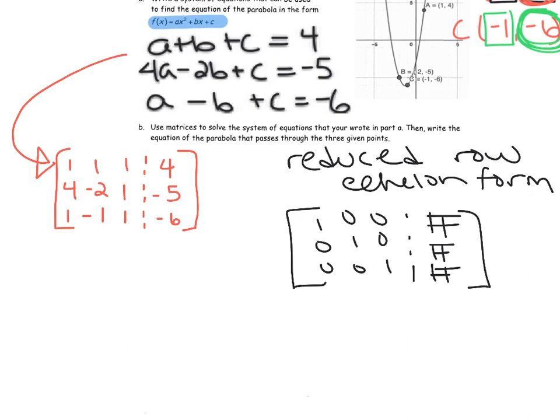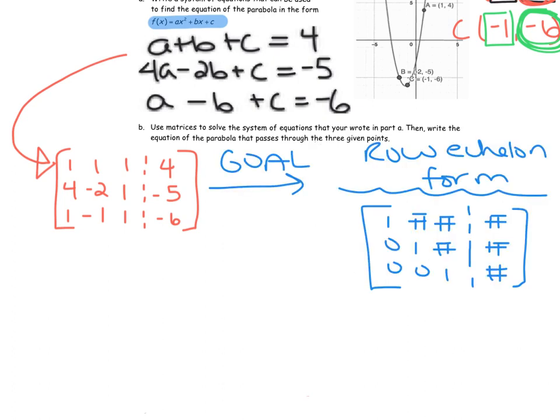So while you could do this, to save ourselves some time, we're not going to do reduced row echelon form. We're actually going to get this into just row echelon form. So let me draw out for you what that is. Okay, so this is actually the form we're going to want to get this in. Like I said, it's going to save us a lot of time if we just get this into just row echelon form. Be careful, not reduced.